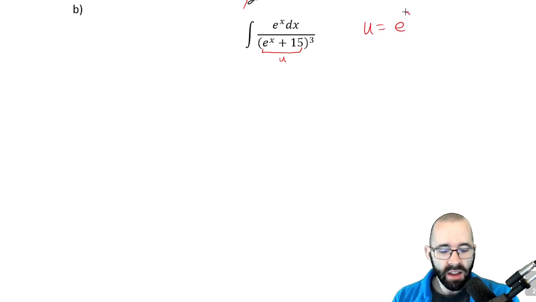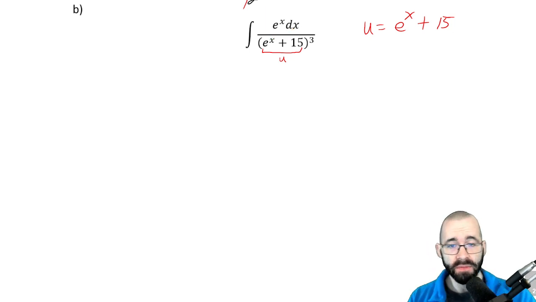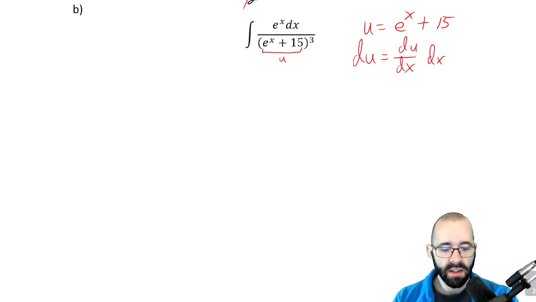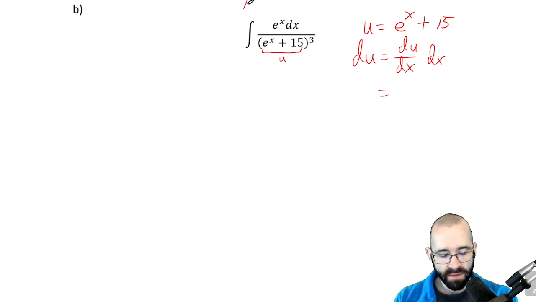So if u is e to the x plus 15, what is its derivative? Its derivative is e to the x. That's great. We want its derivative to be lying around because we're going to need to use essentially the chain rule. Step 2 says, what is du? Du is du dx times dx. And we know exactly what the derivative of u is with respect to x. It's just e to the x.